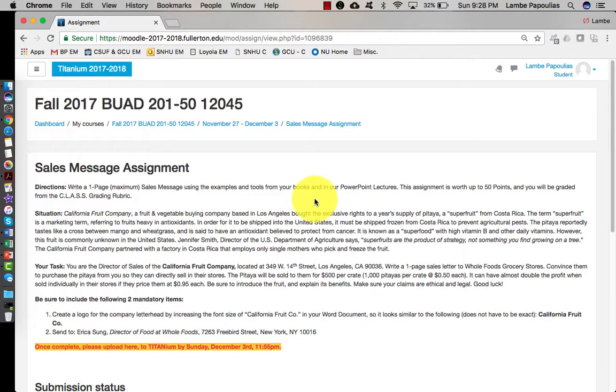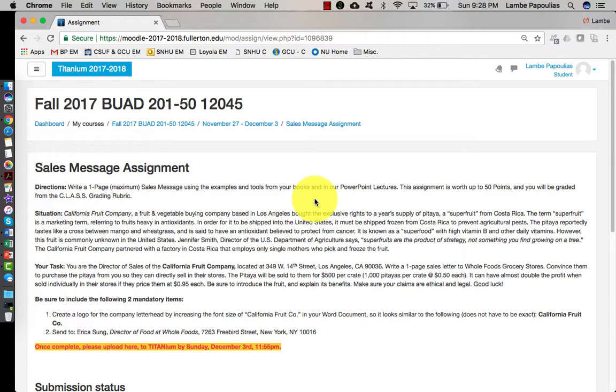The term superfruit is a marketing term referring to fruits heavy in antioxidants. In order for it to be shipped into the United States, it must be shipped frozen from Costa Rica to prevent agricultural pests. The pitaya reportedly tastes like a cross between mango and wheatgrass, and is said to have an antioxidant believed to protect from cancer.